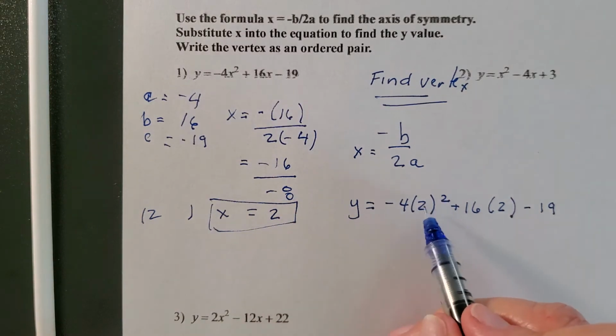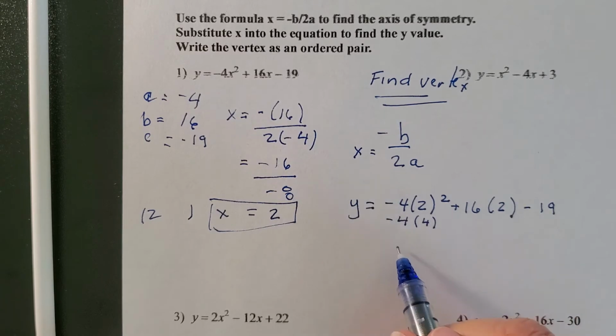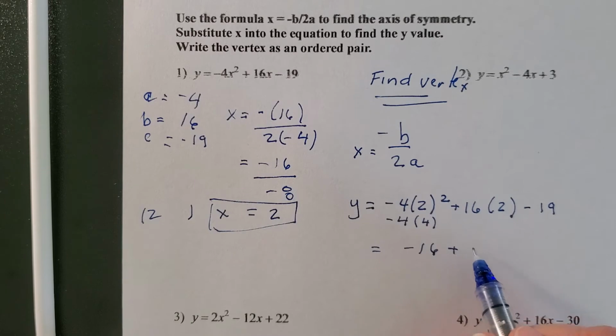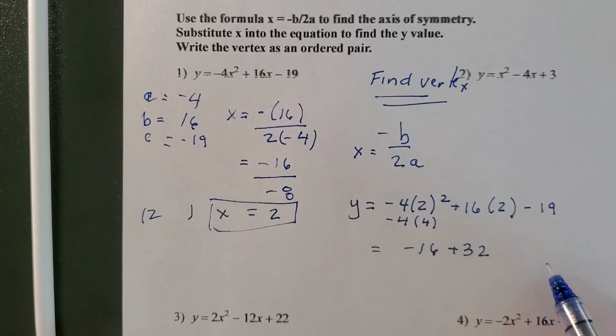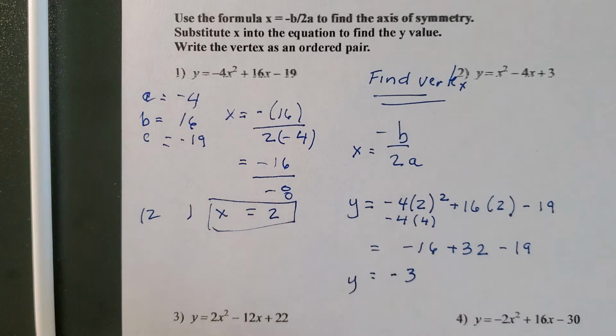So order of operations, we're going to do powers first. So we had -4 times 4. So that's -16. Multiply here, +32. Bring down the 19. Okay. And when you add this together, use a calculator or not, you end up with a -3. Y is equal to -3.